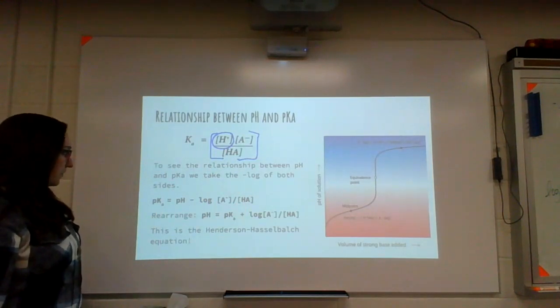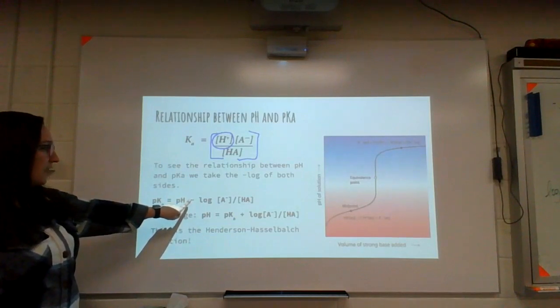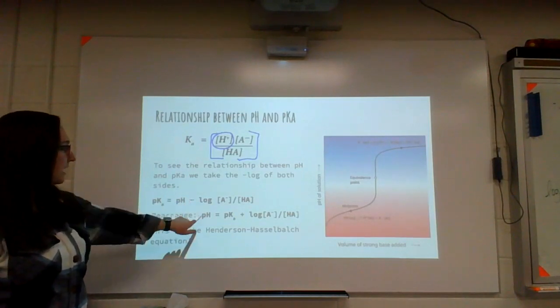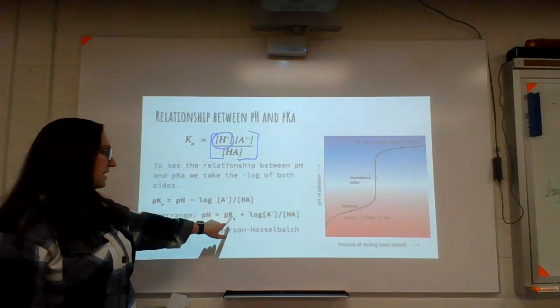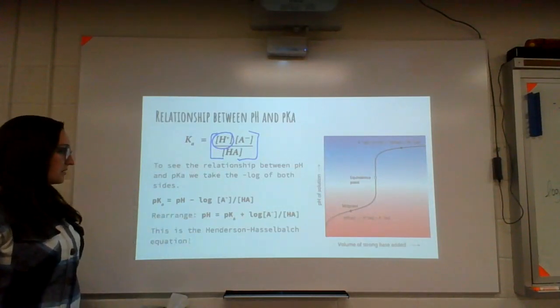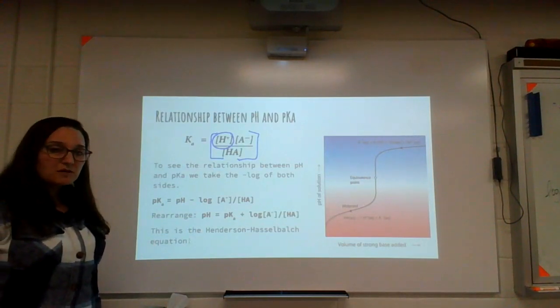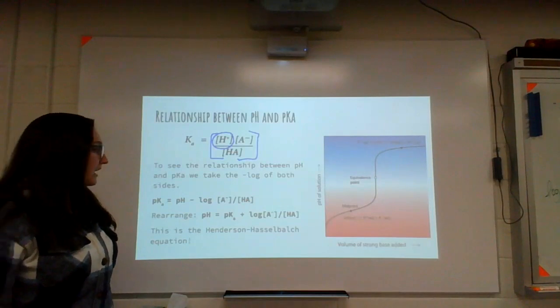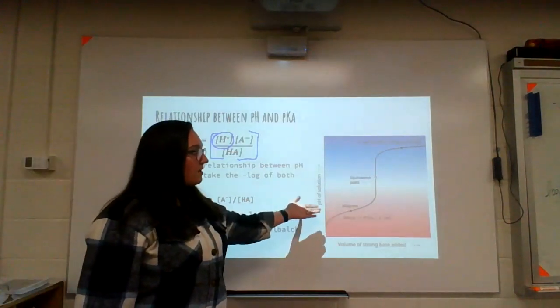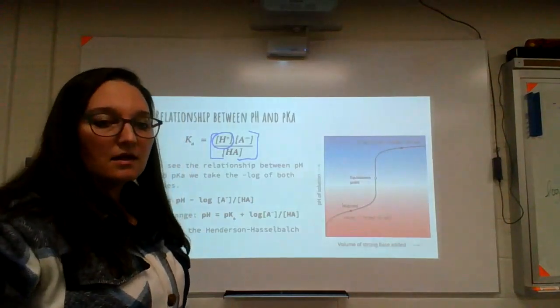So by rearranging this equation, adding the negative log to both sides, I get pH is equal to pKa plus the log of the concentration of the conjugate base divided by the concentration of the acid. This is that Henderson-Hasselbalch equation that we saw before, and it tells us about our reaction profile for an acid.